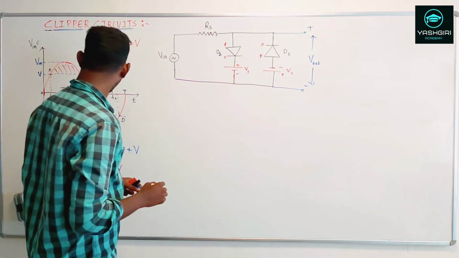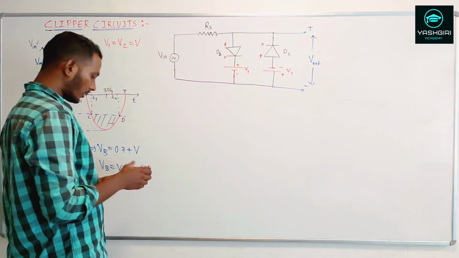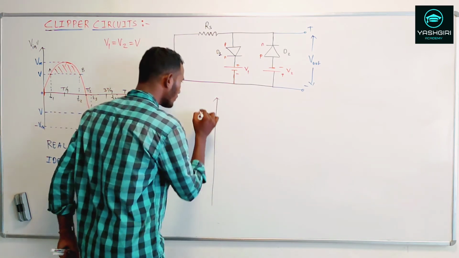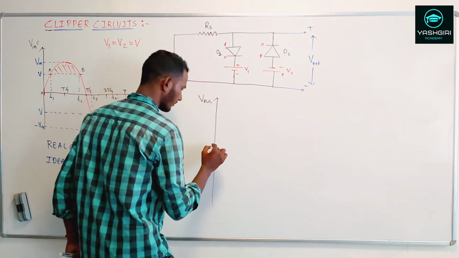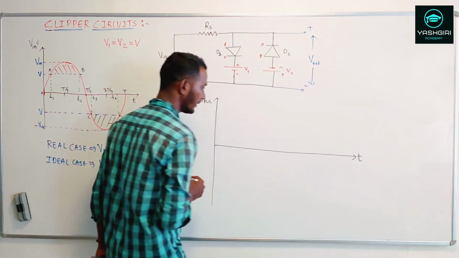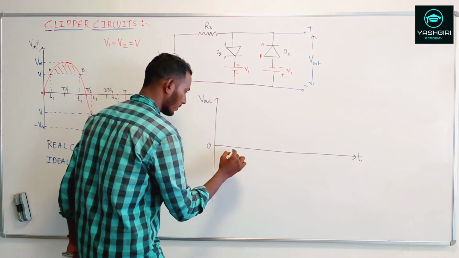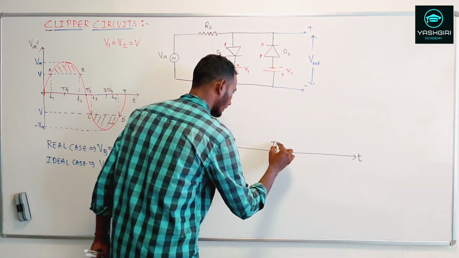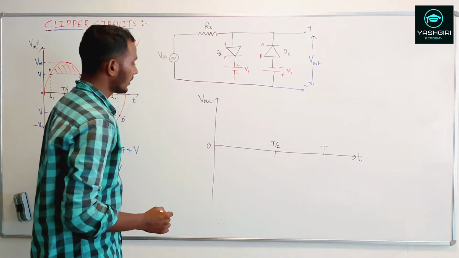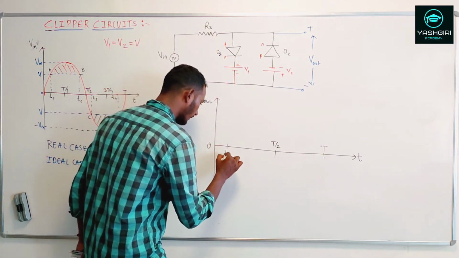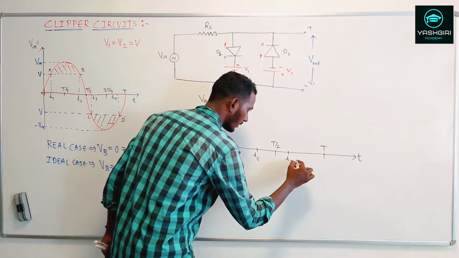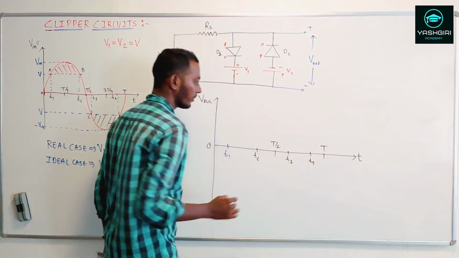Now let's try to plot the graph of the output. This is my V out, and let this be my time t. This is my 0. Let this be my t by 2, and let this be the time t. Again, let me go with t1, this is my t2, t3, and t4.